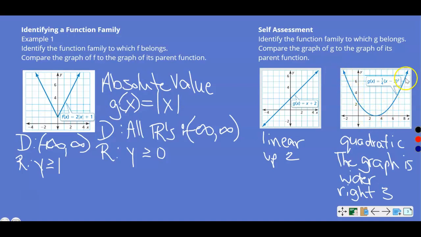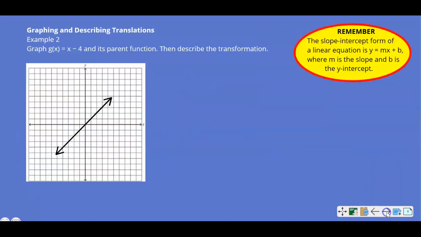When it has arrows going to the left and right, that means it's going to continue on forever. And the range for the parent function, because it would be at the origin, would be all y's greater than or equal to 0. Since this one was shifted to the right 3, it's still all y's greater than or equal to 0. So both of these had a transformation, but it did not change the domain and range of the new function. All right, moving on to example 2, graphing and describing translations.